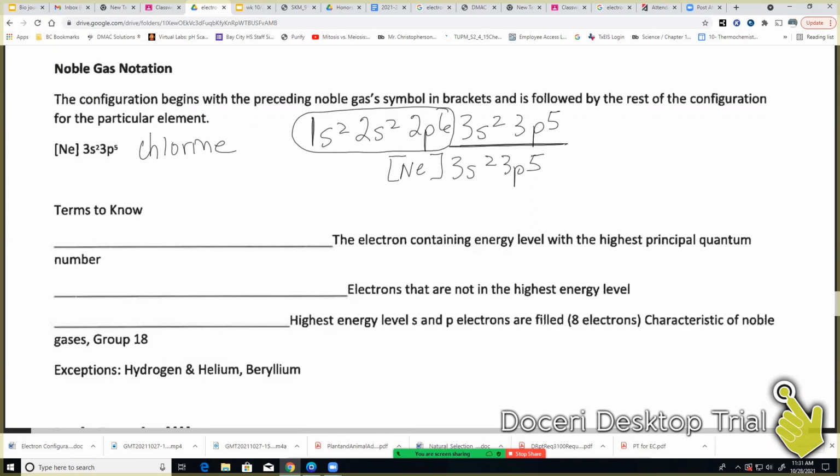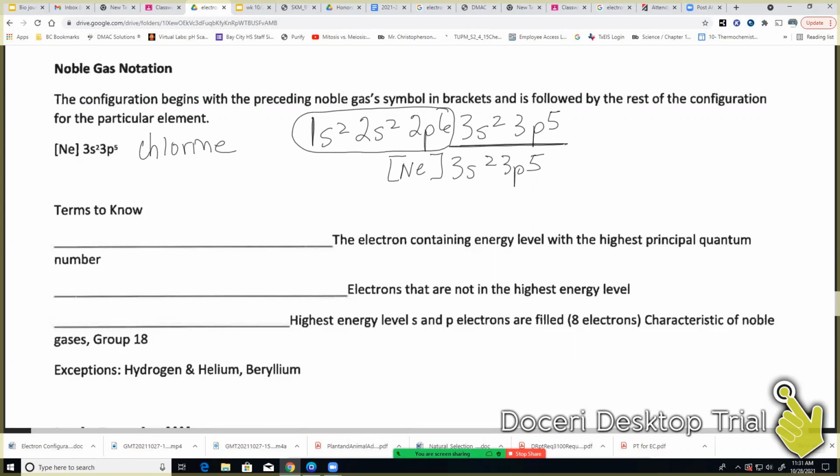So it's letting a noble gas take up some of the configuration to shorten it. A noble gas cannot represent itself. So if I was writing the noble gas notation for argon, I could not just put argon in brackets. I would still have to use the preceding noble gas.